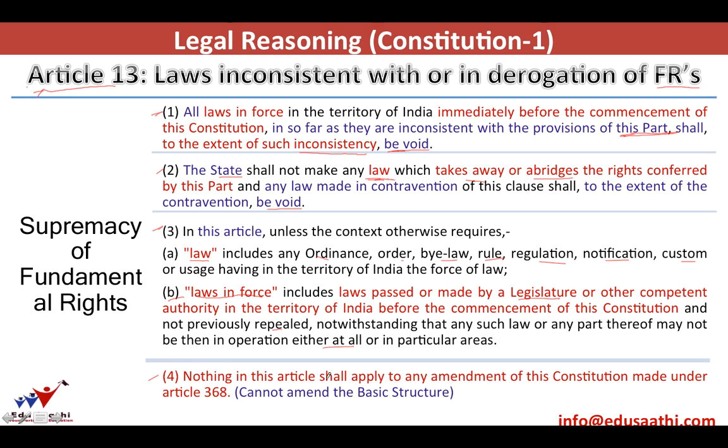Next clause is, nothing in this article shall apply to the amendment of this constitution made under Article 368. Article 368 provides for the powers given to the Parliament to amend the Constitution of India. So anything which is given under these first three clauses would not be applicable to the amendment made under the power of Article 368. However, this has been decided under various cases that Parliament cannot amend the basic structure of the Constitution of India. So the limitation has been put on the power given under Article 368 also. We will discuss Article 368 at a later stage.